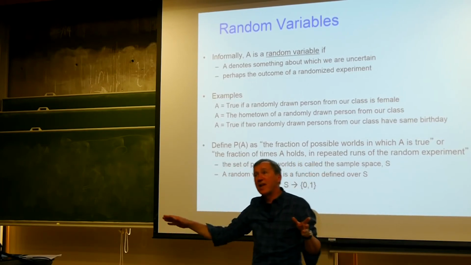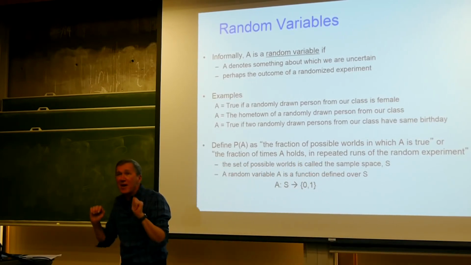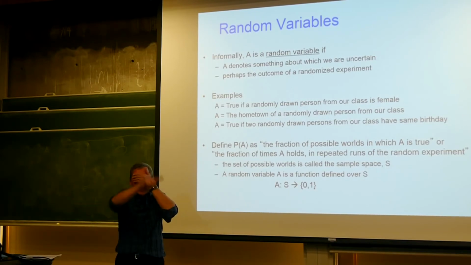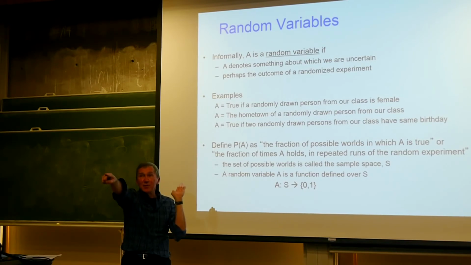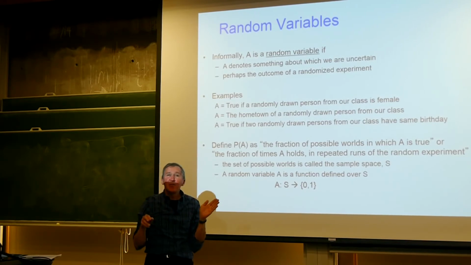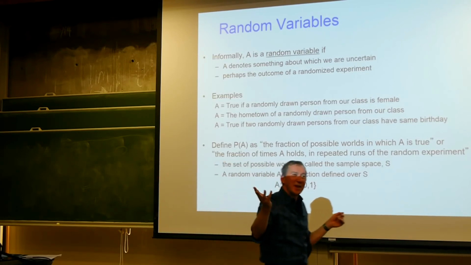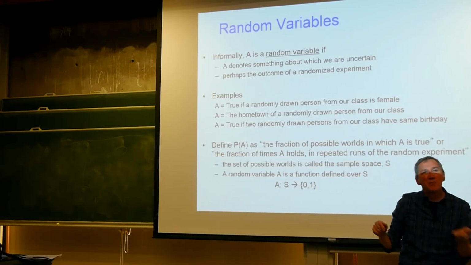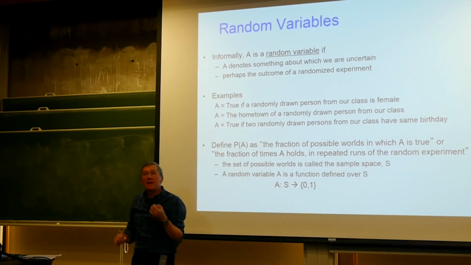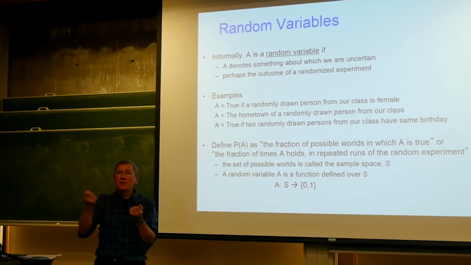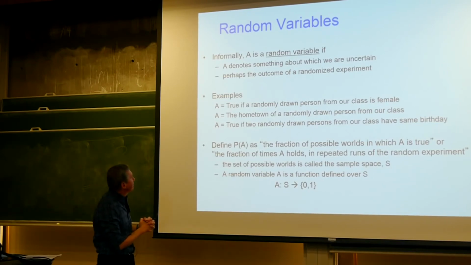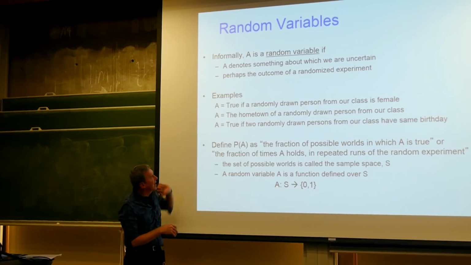Associated with that random variable is a probability distribution. There's some probability that I'll get true, female, and some probability that I'll get false. You could probably estimate that probability if you look around the room. But a random variable is nothing more than a variable whose value is the result of a random experiment. There are many kinds of those.